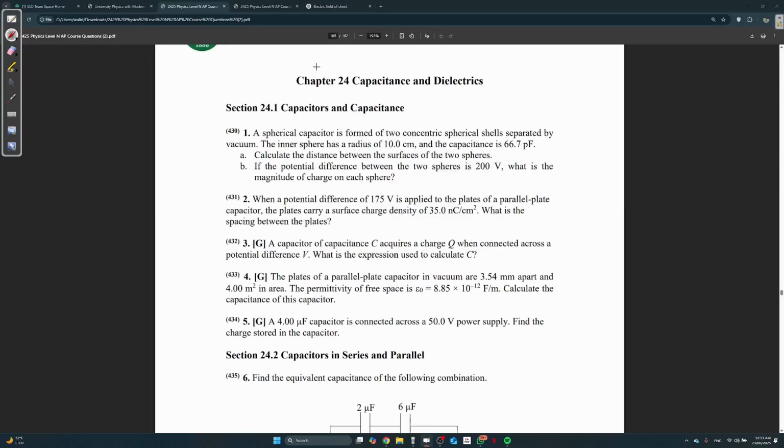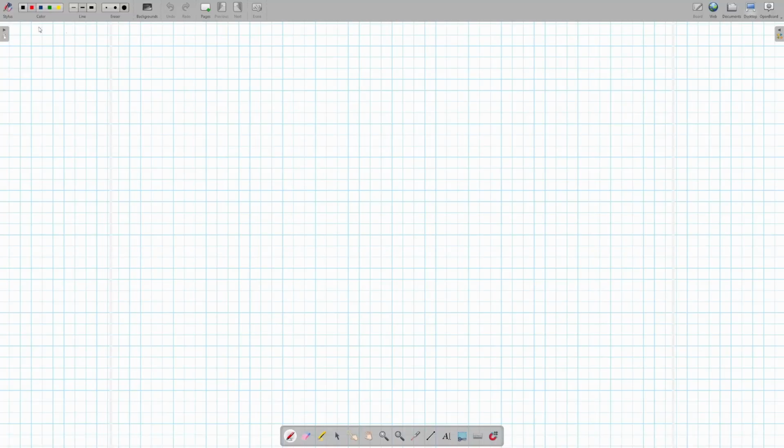Okay, this is chapter 24, capacitance and dielectrics. So I'm just going to open up. You need to know some formulas for capacitance. Okay, what is a capacitor? What does it mean?